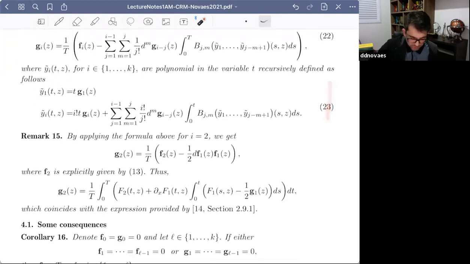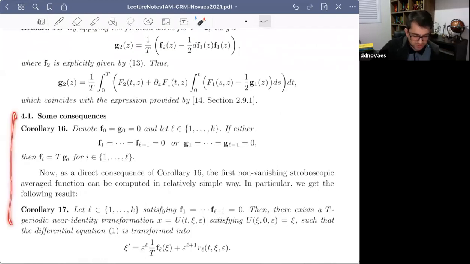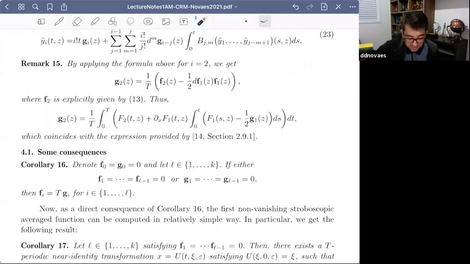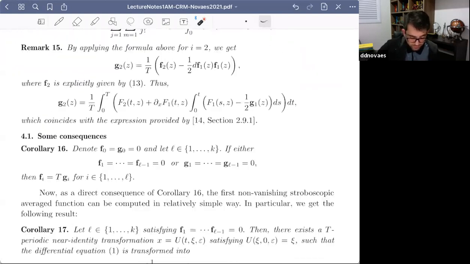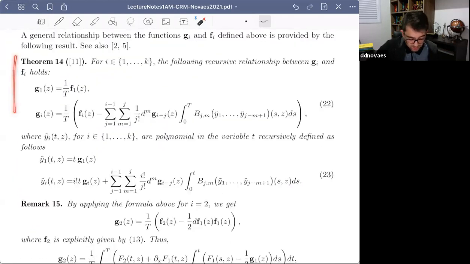Applying this formula, we can compute the second order stroboscopic average function, G2, okay? And taking this theorem into account, we have some nice consequences. These have already been obtained before for planar systems, okay? So it's a direct consequence of this general theorem.